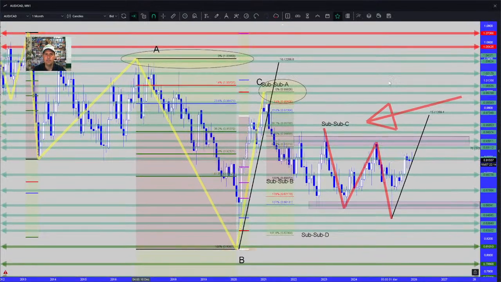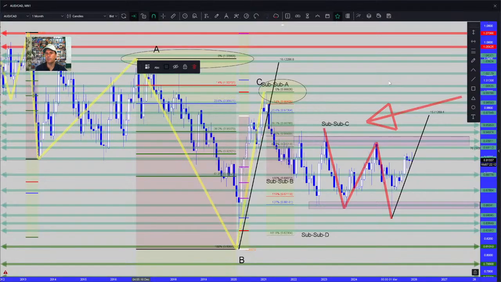Okay, so what's the direction of the original Fibonacci on a decade monthly chart?